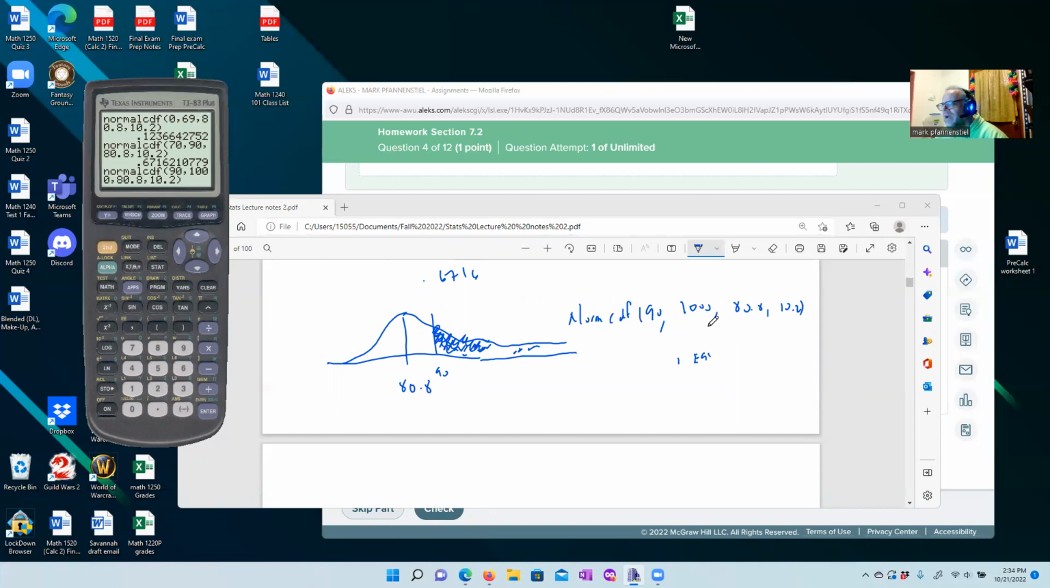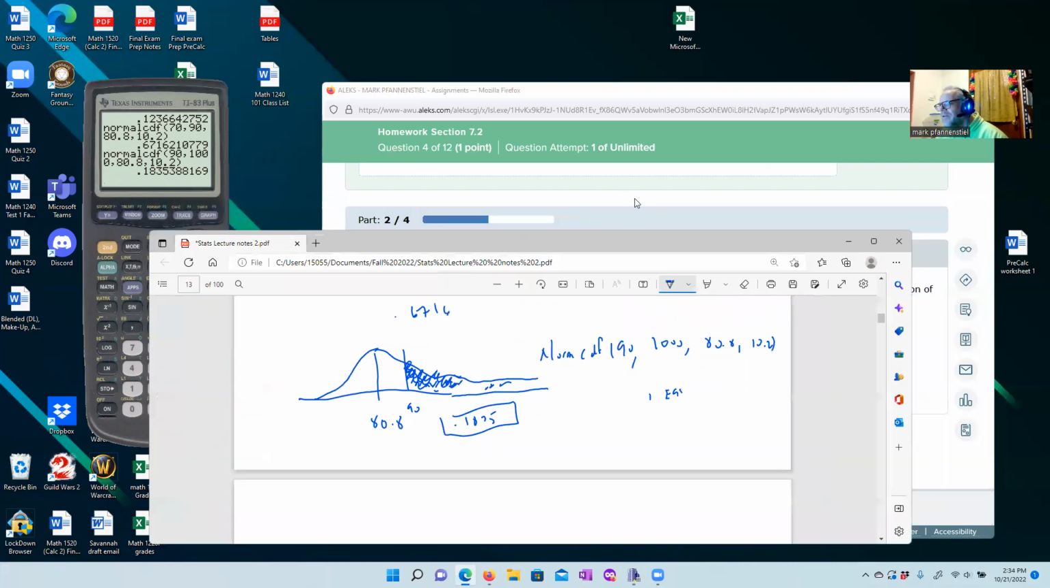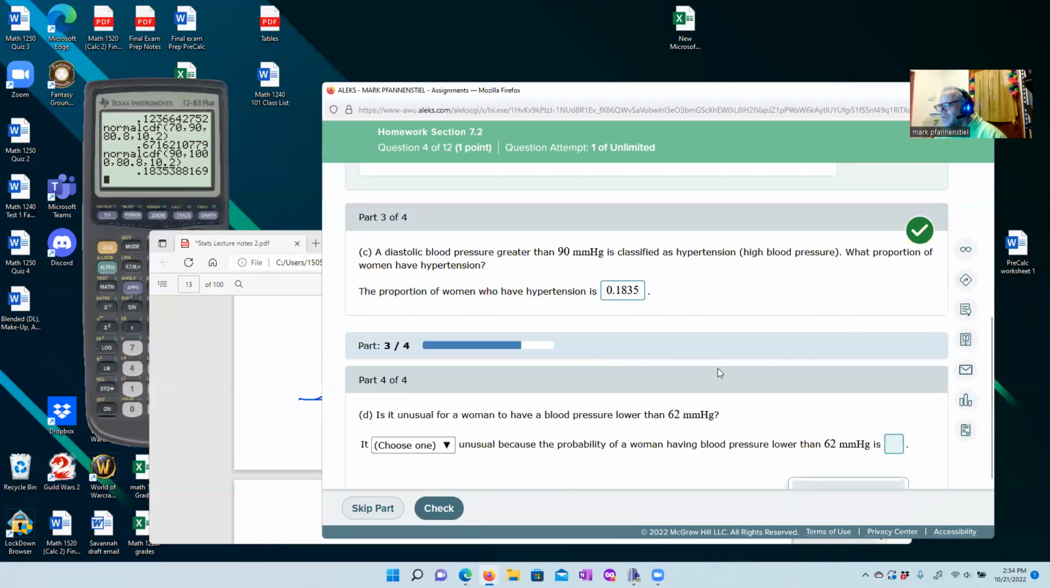If you're with your friend and they typed in a slightly different big number, your values are going to be a little bit different, but not so much. We only go into 4 decimal places here. So it looks like 0.1835. Okay, so this was 0.1835, and that's our probability there. Right, check that. Hooray.